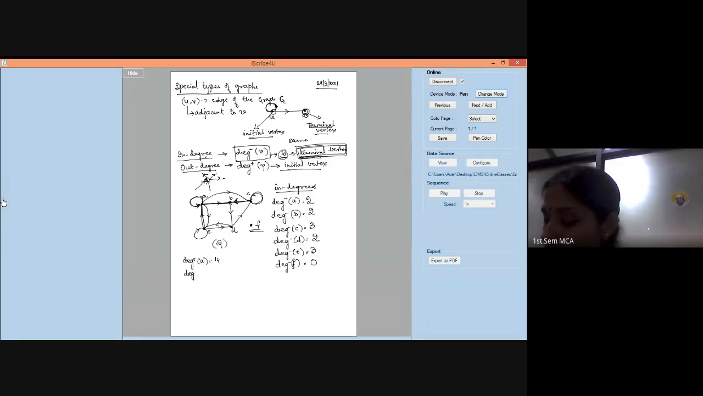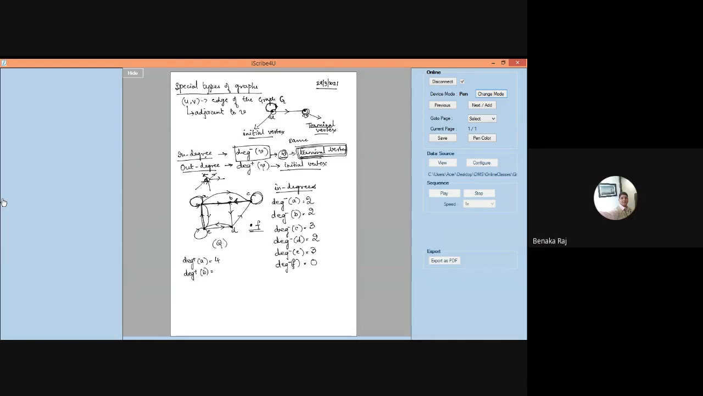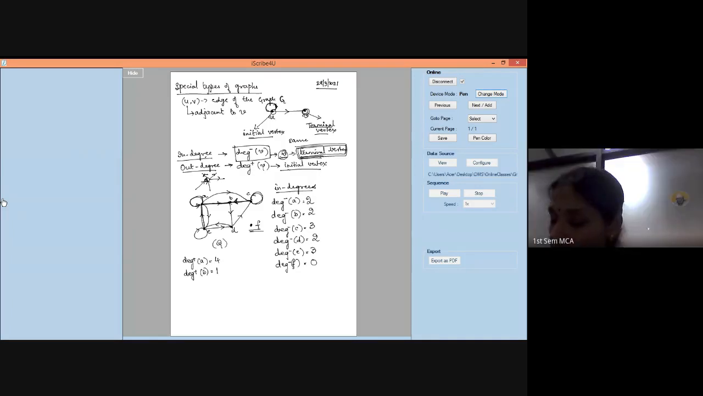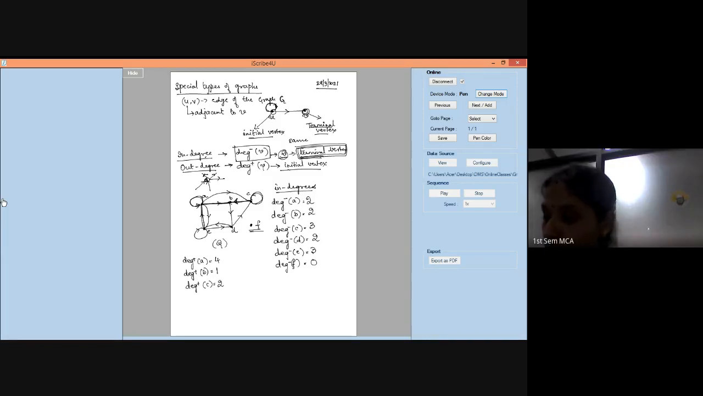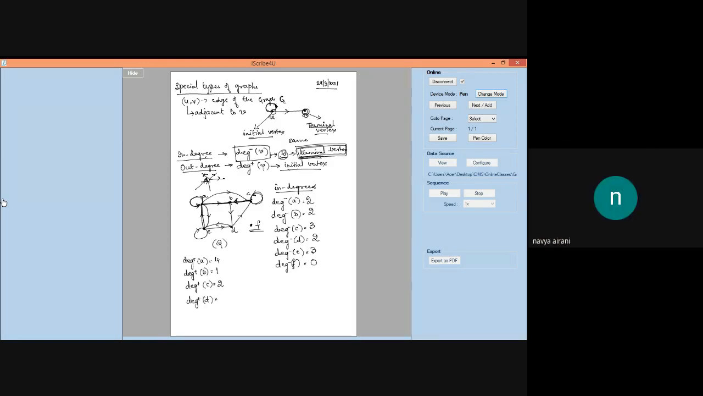Then out degree of B, 1. Out degree of C, 2. Why 2? C has a loop, no? That also contributes 1. So the loop is 1, and then we have C to B, that is 1. So the out degree is 2. Then out degree of D, 2.